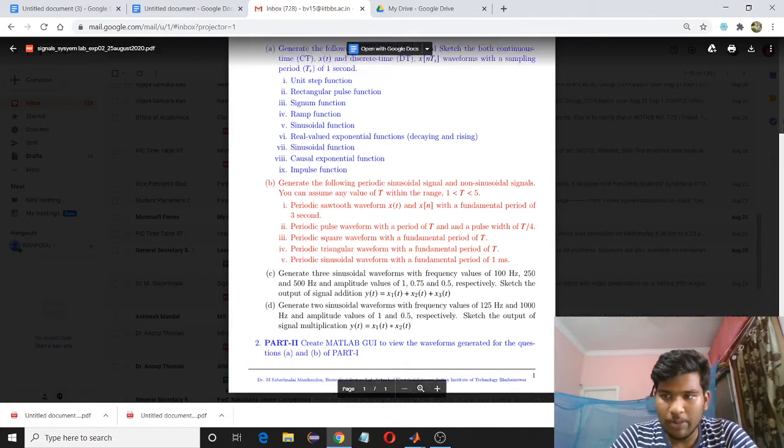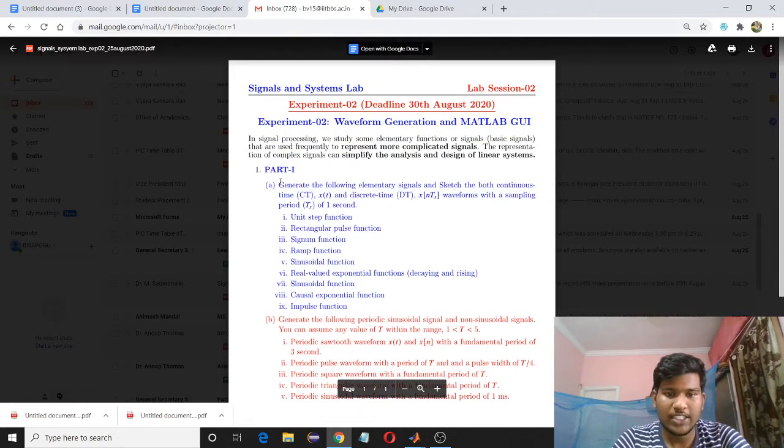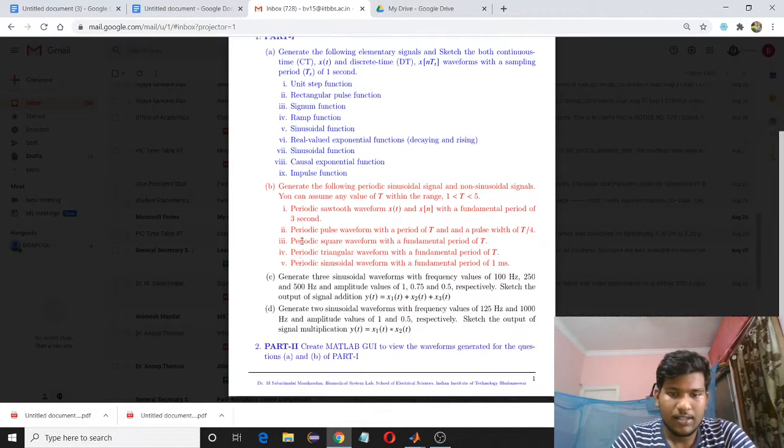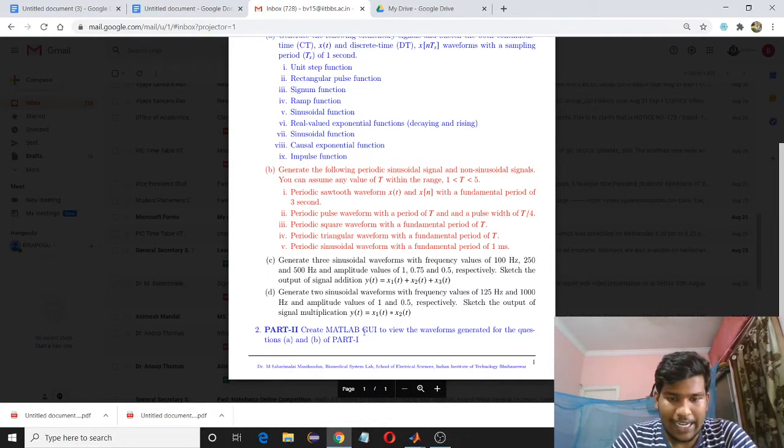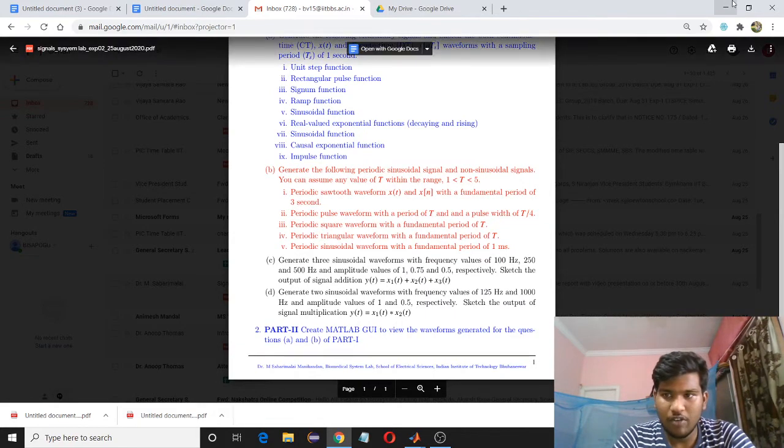Today we'll be talking about experiment 2. In part 1 we'll try to generate some basic elementary signals. In part 2 we'll create a MATLAB GUI to view those generated waveforms.